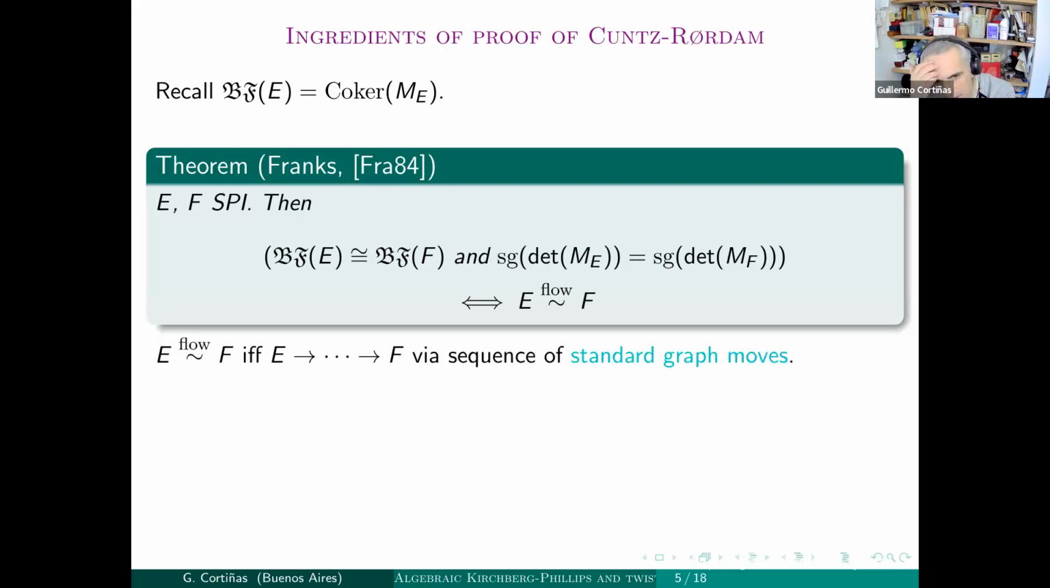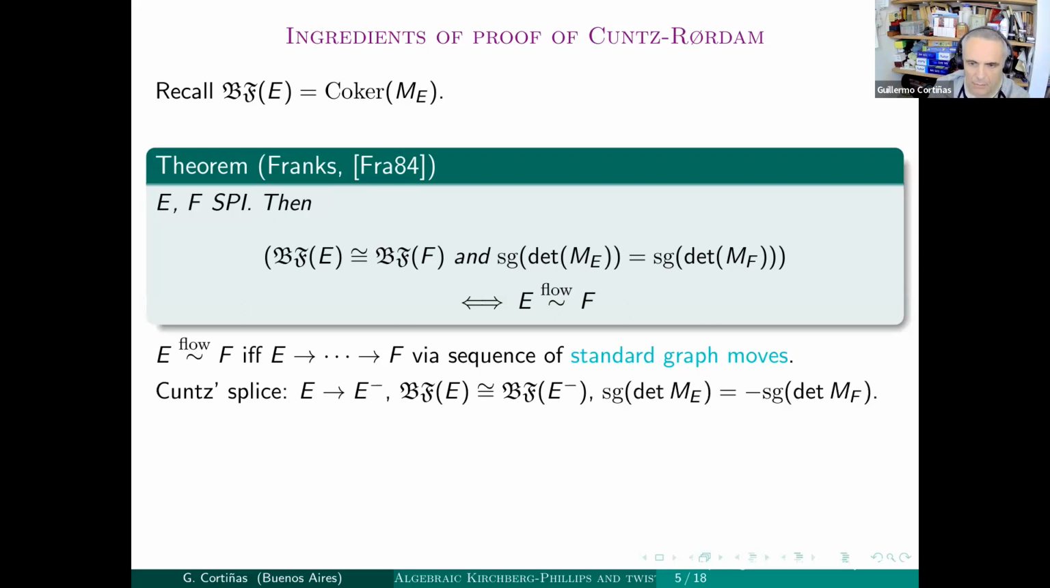Now, this means that you can go from E to F by a sequence of so-called standard graph moves, which I will not list, just that they all preserve both the Bowen-Franks group and the sign of the determinant of the defining matrix. Now, Kunz came up with another move, which we call the Kunz splice, which assigns a graph E minus to the graph E, with the property that it has the same Bowen-Franks group as E, but so that the sign of the determinant changes.